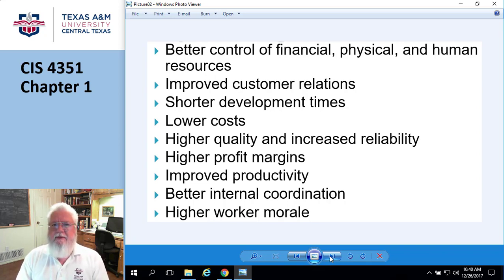Shorter development times, in theory, if you've got these things all scheduled and got all the moving parts, you can actually scrunch the schedule together. Lower cost, obviously, same reason. Higher quality and increased reliability. And of course, the business people are going to be concerned about higher profit margins and improved productivity. And better internal coordination, yep. And then, of course, higher worker morale, which is actually pretty doggone cool.